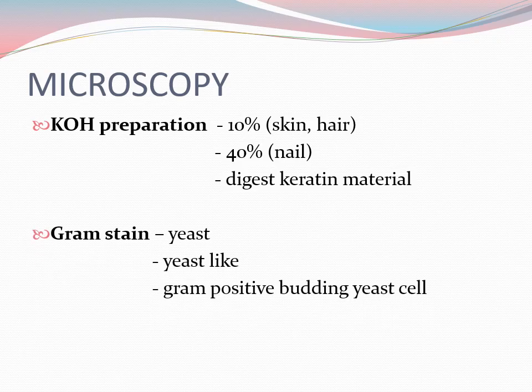Then we can also go for the gram stain, that is for the yeast or yeast like, that is the candida or the cryptococcus. The gram stain shows gram positive budding yeast cells.